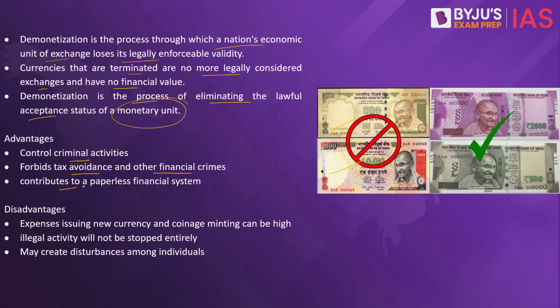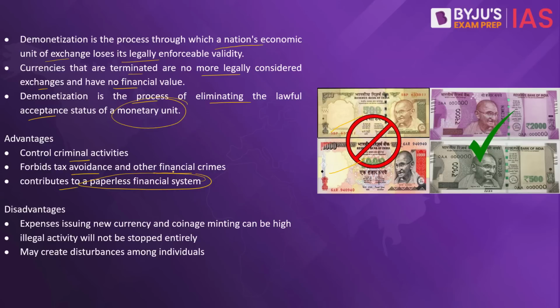Third, it also contributes to the paperless financial system. More the cash, more will be the black money. So what should the people do? They should be shifting to the digital payment system. So in order to encourage people to go on digital payment system like PhonePe, Paytm, Google Pay, and so forth, the government may introduce demonetization as well.